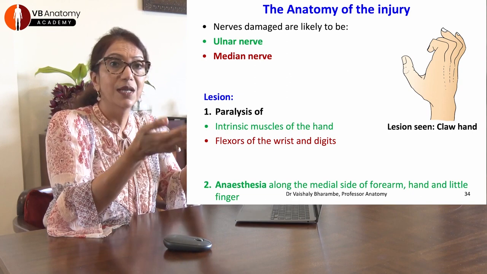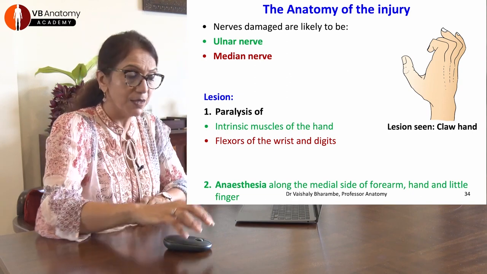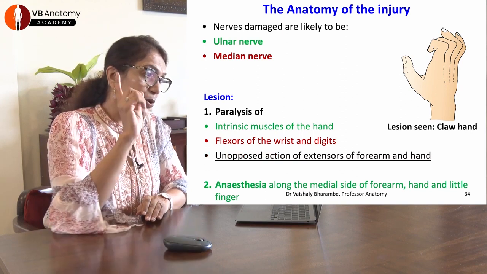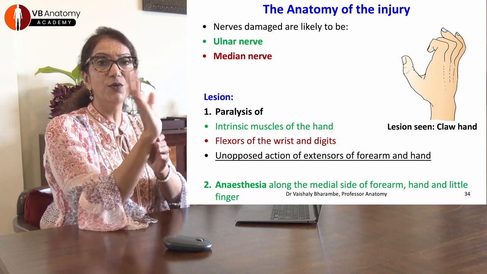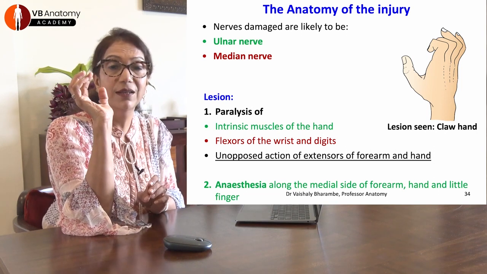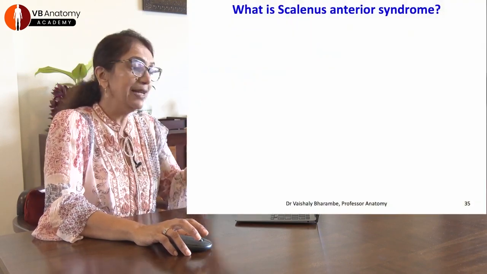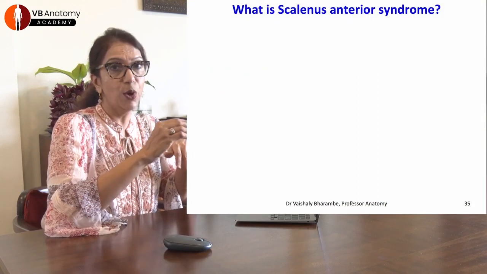It's the extensors that are preserved because the radial nerve is preserved. So, unopposed action of extensors of the forearm and hand. So what the patient comes with is an extended arm with the fingers flexed like this, called the claw hand. Claw hand. I want you to just note this, claw hand in Klumpke's paralysis, because I'm taking you a little further into Scalenus anterior syndrome, which has a little bit more along with claw hand.